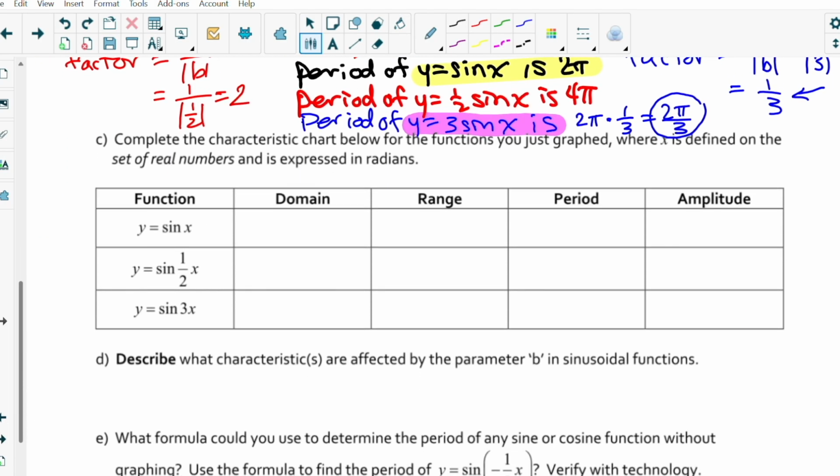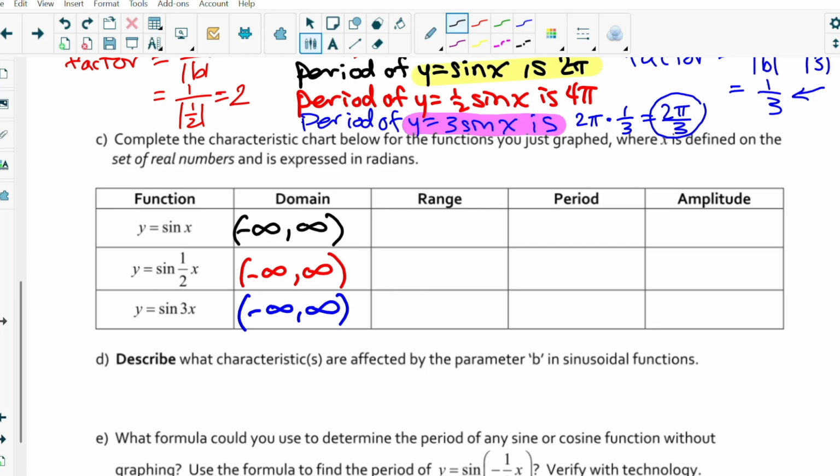Okay, let's fill in some characteristics. Complete the characteristic chart for the functions you just graphed, where x is defined on the set of real numbers and is expressed in radians. So all real numbers. This time, for the domain, you can clearly see y equals sine of x in black is negative infinity to positive infinity. Y equals 1/2 sine of x in red, negative infinity to positive infinity. And y equals sine of 3x, negative infinity to positive infinity.